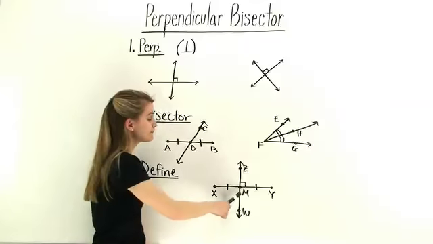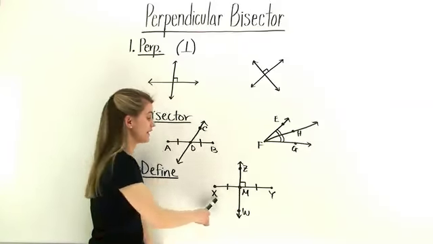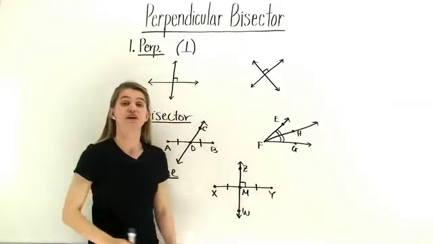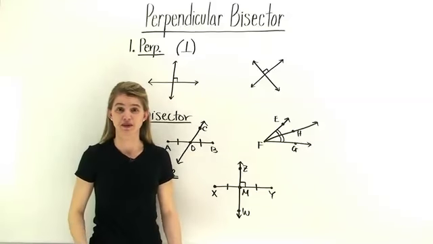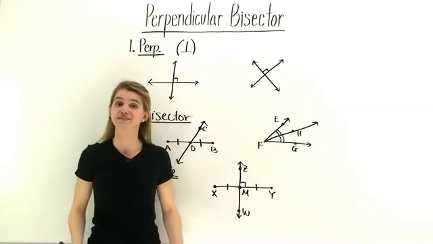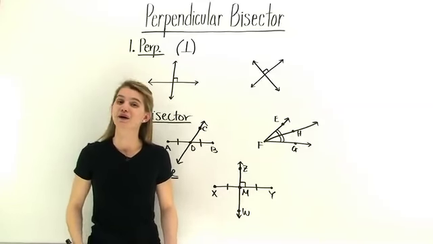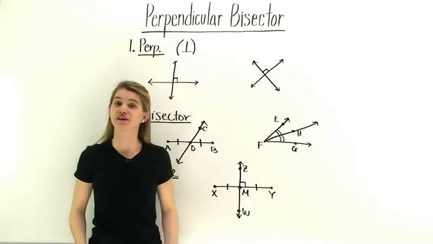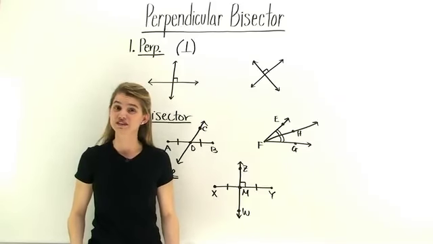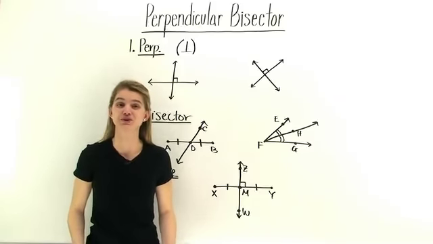Now notice, point M is the midpoint of segment XY, because the point M divides segment XY into two congruent segments. That means the perpendicular bisector intersects the segment at its midpoint. Cool! So now we know the perpendicular bisector of a line segment is perpendicular to the segment and cuts the segment into two congruent pieces.